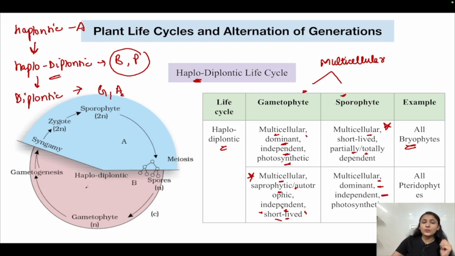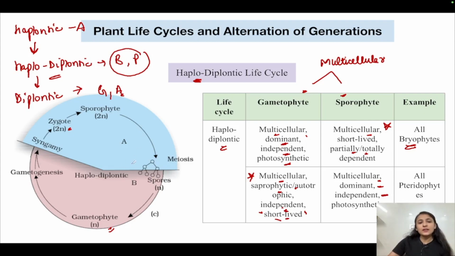So let us look quickly at the life cycle. The haploid gametophyte undergoes gametogenesis via mitosis. The male and female gametes fuse to form a zygote, which represents the sporophyte. It will grow into a multicellular sporophytic structure. The sporophytic structure will undergo meiosis to form spores, which represent the haploid generation and give rise to the gametophyte. The gametophyte will again undergo gametogenesis.